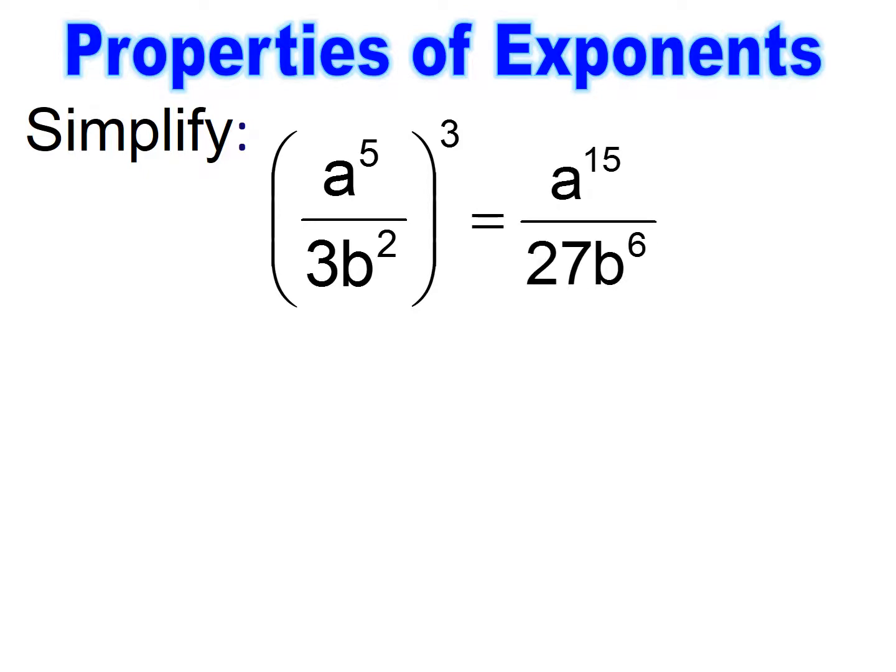So be careful here not to miss the number. Again, we have 3 to the 3rd power. That's where the 27's coming from. And then we end up with a to the 15th over 27b to the 6th.